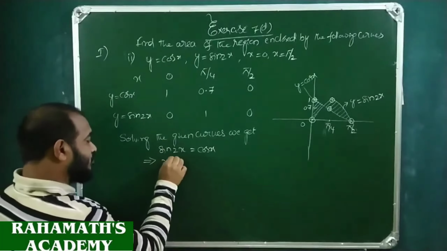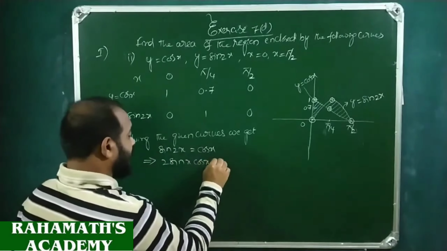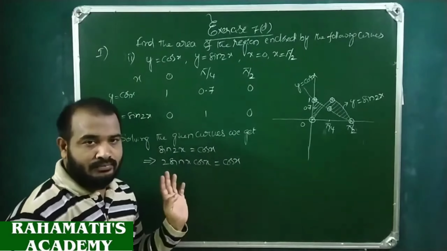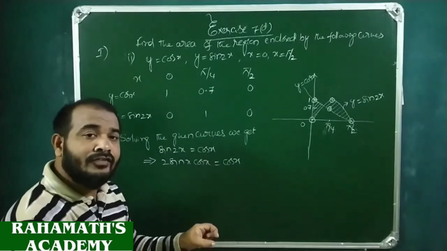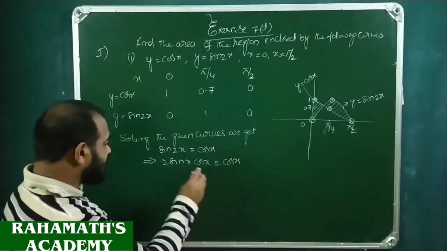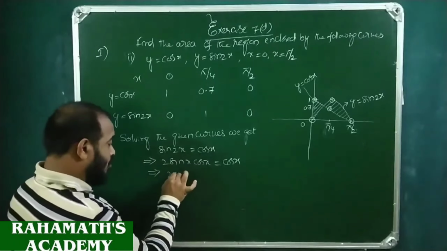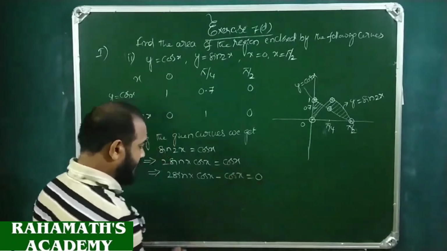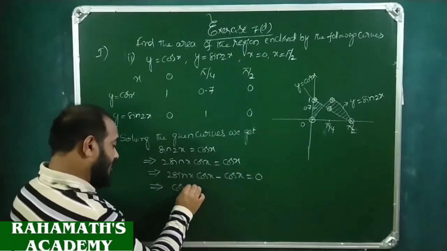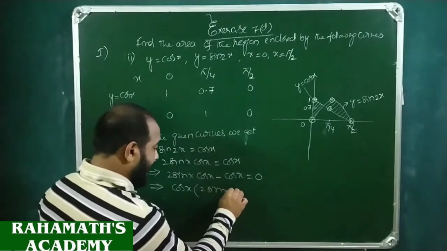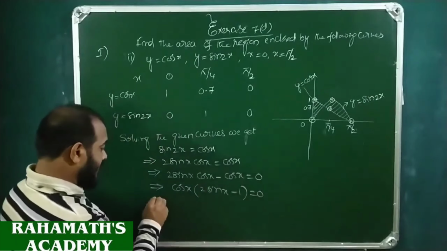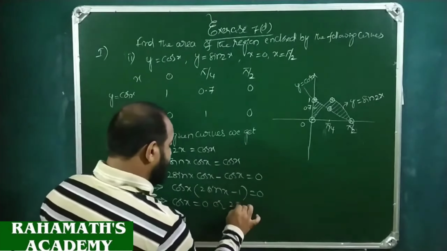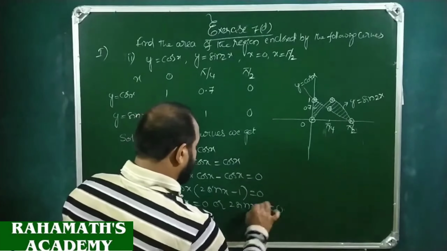Sin 2x is 2 sin x cos x, equals cos x. I am strictly saying not to cancel. If you cancel, then we will be missing one value. Instead, listen to what I am doing: 2 sin x cos x minus cos x equals 0. Take cos x in common, then 2 sin x minus 1 equals 0. So I am left with cos x equals 0 or 2 sin x minus 1 equals 0.